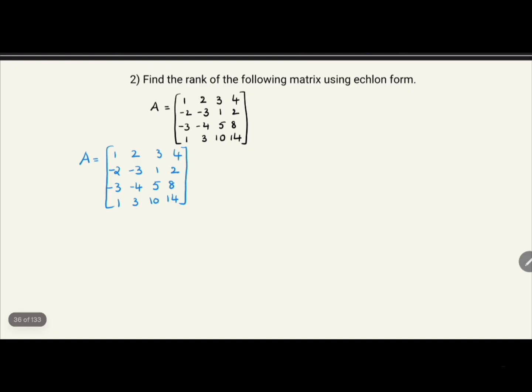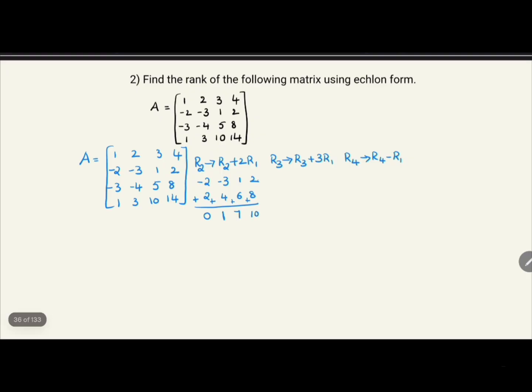So what will be the operations now? Row operations. R2 implies R2 plus 2R1. R3 implies R3 plus 3R1. R4 implies R4 minus R1. Okay, so what is R2 here? It is minus 2, minus 3, 1, 2. Multiply the first row by 2. It is 2, 4, 6 and 8. Now I will add all these. So 0, 4 minus 3 is 1, 7 and 10.